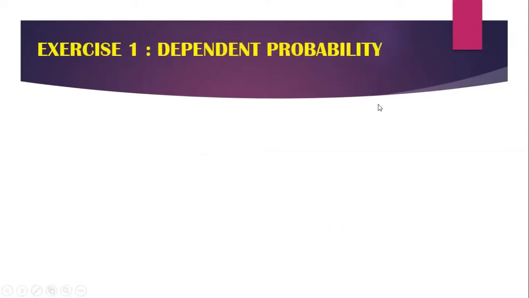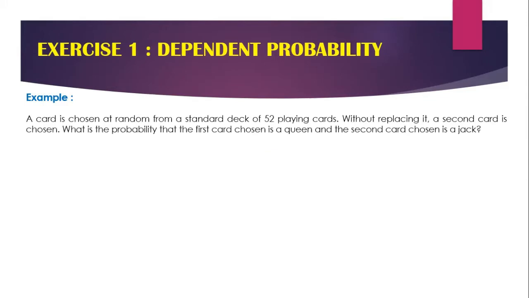Exercise 1, dependent probability. Example: a card is chosen at random from a standard deck of 52 playing cards without replacing it. A second card is chosen. What is the probability that the first card chosen is a queen and the second card is a jack? Students, let's answer this question together.